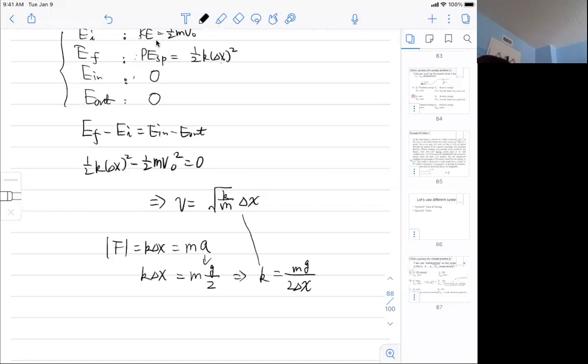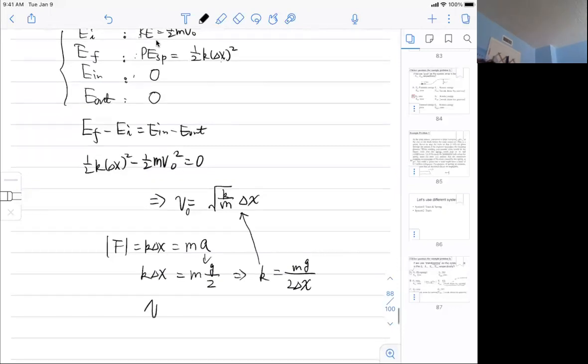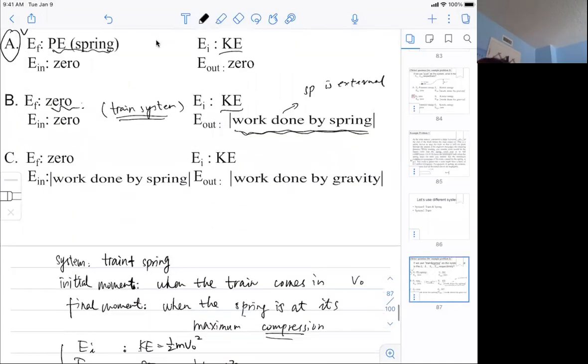So you can plug that in here to find the initial velocity the train can have in order for you to stop it at maximum compression. Okay, so the overall final result is v naught is the square root of g times delta x over 2. Okay, so that's your answer. You can use the train as your system, which I encourage you to do at home. So instead of doing energy of the spring, you will do work done by the spring. So the result should also be the same.